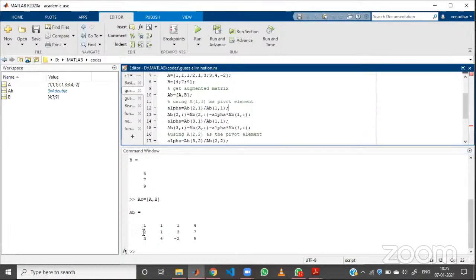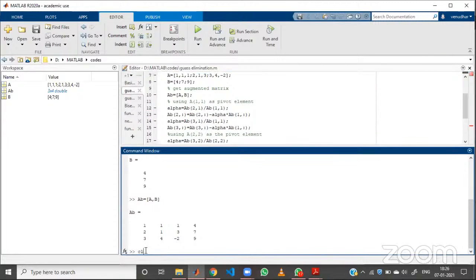Means we want to make the 2 and 3 here to be 0. Similarly, if we take A2,2 as the pivot element, that means the 1 here as the pivot element, the 4 below it will be 0. Means we have to make it like this. Okay, so we know the A matrix, we know the B, and we know the augmented matrix.